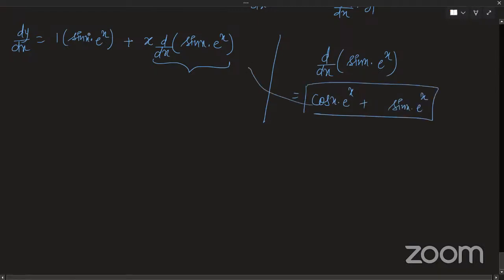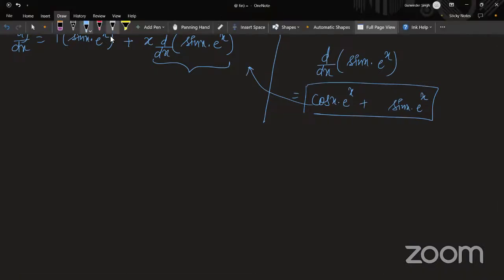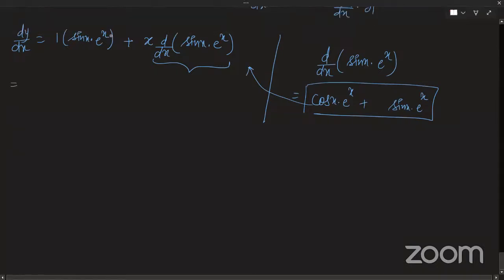So just substitute this value over here. Let us see what we get. So you will get it as sin x into e raised to x plus x into this whole thing, cos x, right? Yes, sir. So, sir, now we can just open up the brackets.